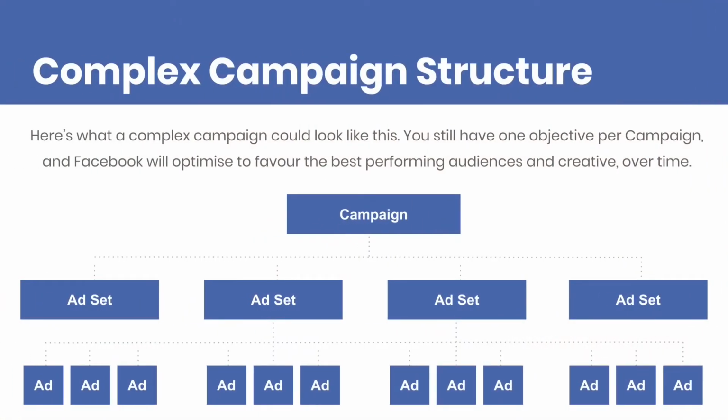Now here's what a complex campaign could look like. You still have one objective per campaign, but you might want to try different targeting options and run different sets of creative by nesting more ad sets and ads under your campaign. And Facebook will automatically optimize these to choose the best performing targets and creative over time. I often like to say, put your trust in the machine. It's smarter than us and works all day, every day, searching and analyzing to get the best results possible. Remember to also give the machine enough time to find the right people for you.